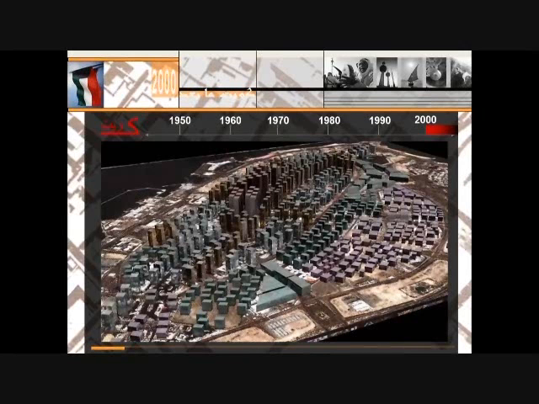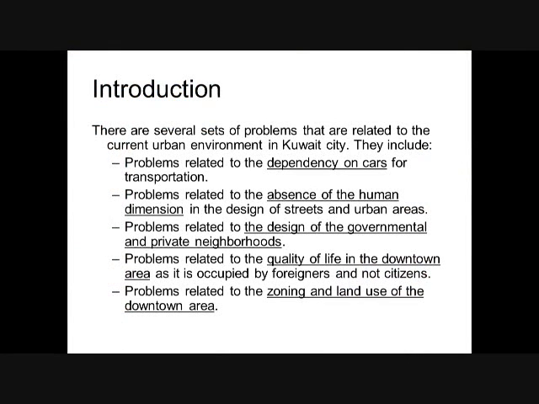So there was a fear that the whole city will become a tower, imitating the Dubaization and globalization image of other cities. So there are several problems that originated by this rapid development, including dependency on cars, of course, for transportation. Problems related to absence of the human dimension, the design of streets and urban spaces. Problems related to the design of the governmental and private neighborhoods as typical prototype 20th century neighborhoods.